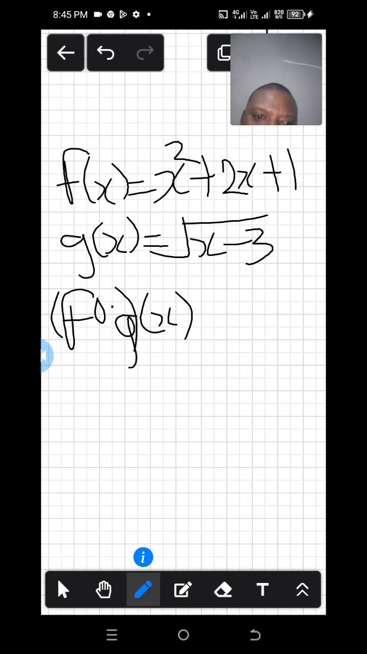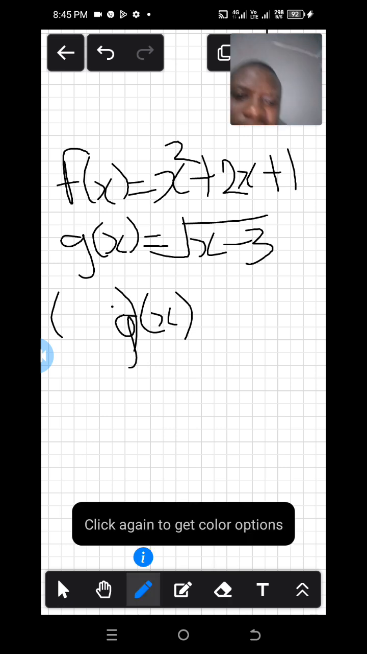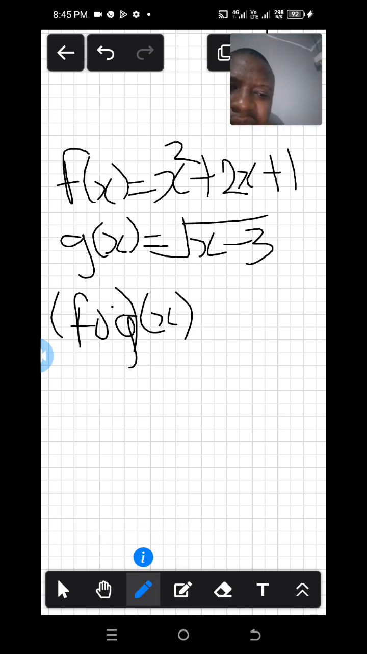We need to be careful on the orientation of the letters, because here f was written first. So it shows that you need to go to the f of x function, and the x variable will be substituted with g of x. So let us try to do it.